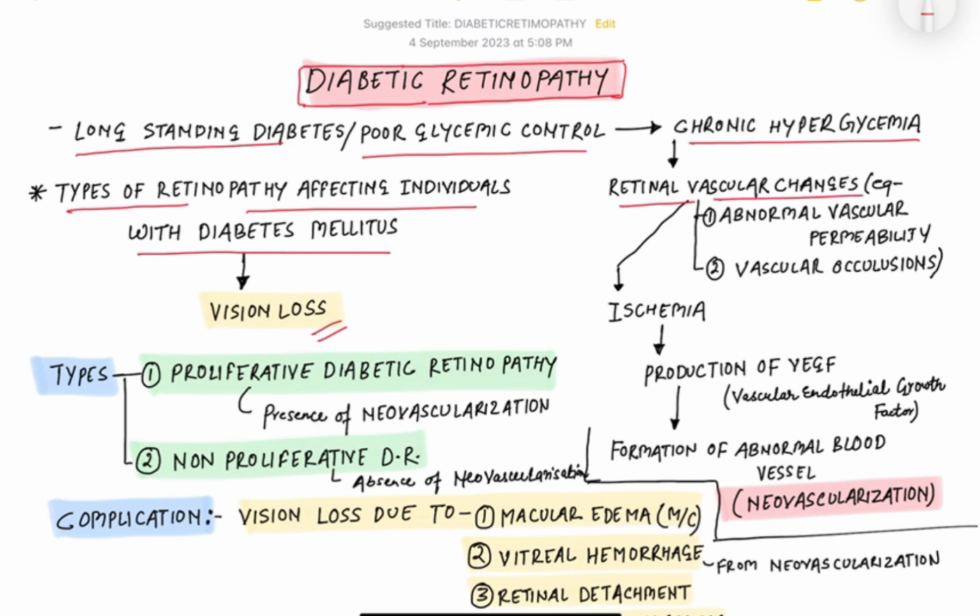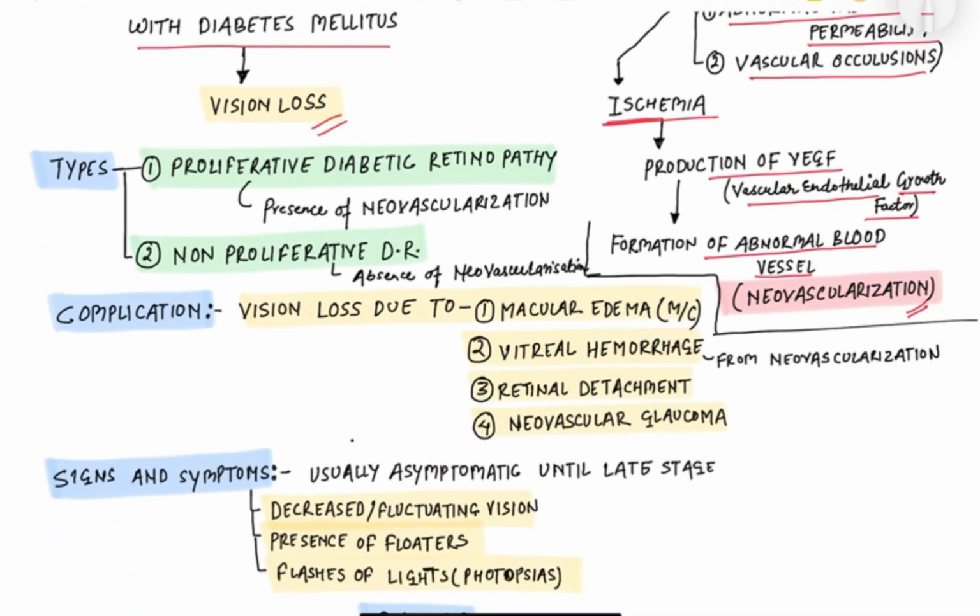In these retinal vascular changes, there is abnormal vascular permeability and vascular occlusion, and this causes ischemia and production of VEGF, vascular endothelial growth factor, that forms abnormal blood vessels, causing neovascularization. Neovascularization causes macular edema, vitreous hemorrhage, etc.